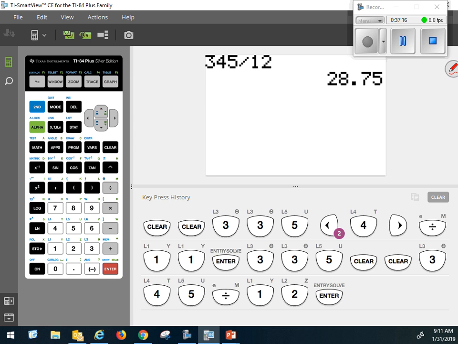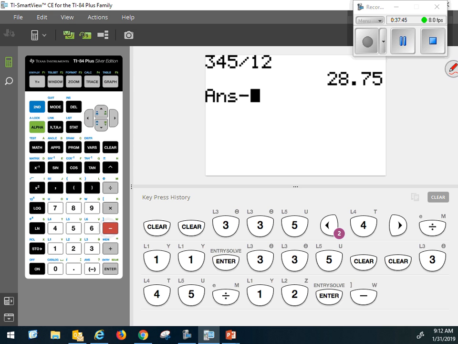So that's 28 feet, but that's 0.75 of a foot, right? So what do we do with the 0.75 to figure out how many inches we have? We multiply by 12. So what I would do, because sometimes this isn't going to be simple like 0.75, it's going to be 0.321967654. It's going to keep going, right?